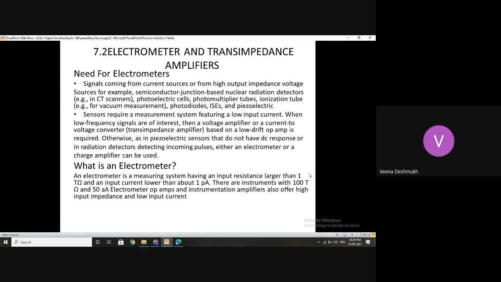So which are those applications which give us current? Here you can see signals coming from current sources or from high output impedance voltage sources. Now there are some sensors whose output impedances are very, very high. Under such cases, more voltage gets dropped across the high output impedance, but the current which is coming out is very, very low.